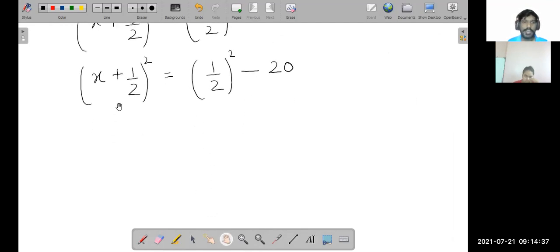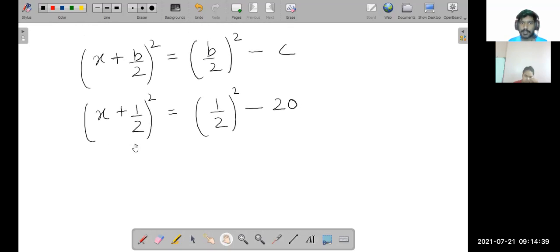Okay. Now the left hand side, you keep it as it is. We will simplify the right hand side. Up to here, did you understand the steps? Did you follow? Yes. Okay. So let's simplify the right hand side here.